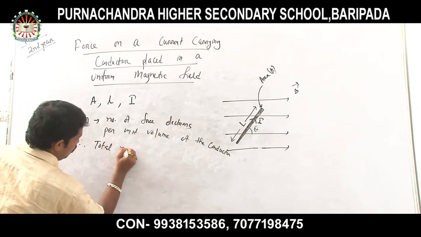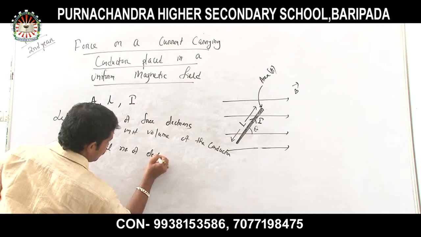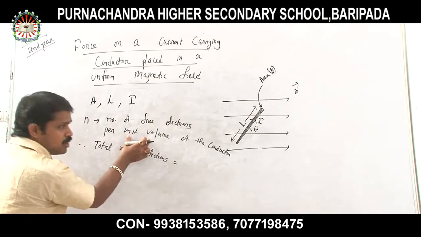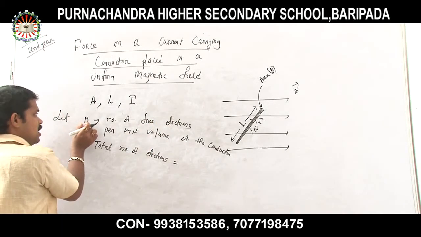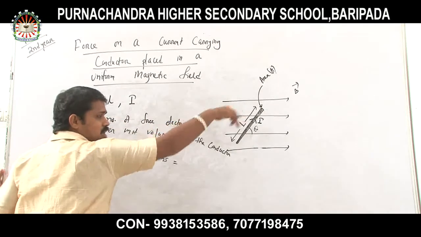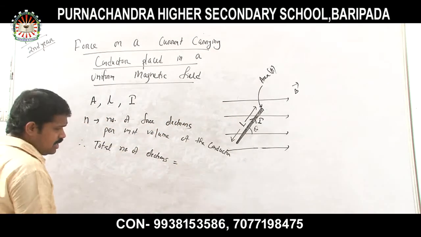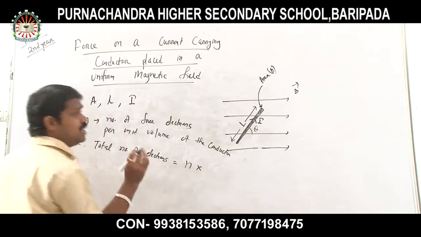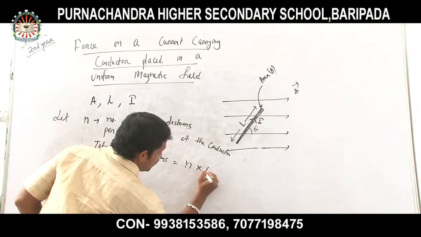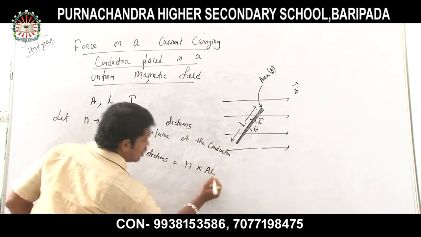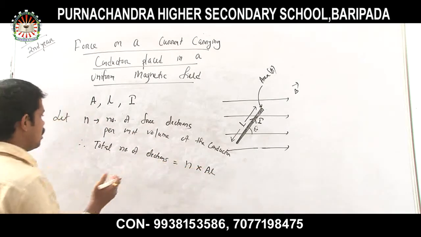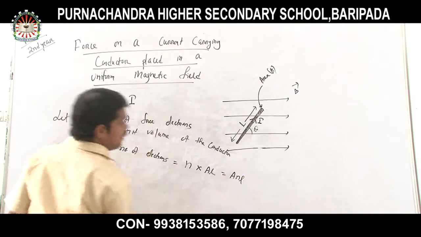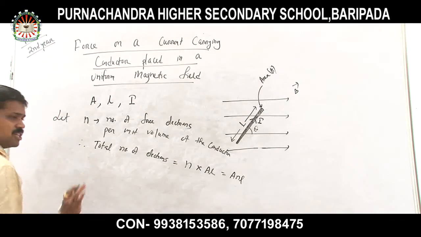The total number of electrons: n is the number of electrons per unit volume, so if I multiply it with the volume of this conductor, I will get the total number of electrons very easily. The volume means the area of the conductor A times the length of the conductor L. So the total number of electrons is n A L. This part is over.